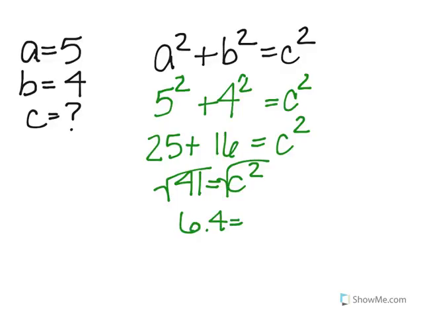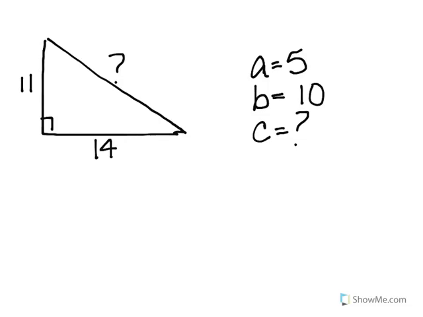and that's what C equals. Here are two problems that I'd like you to do tonight and write on a separate sheet of paper and bring to class tomorrow. The first one is a drawing where the legs are 11 and 14 and you have to find the hypotenuse. The second one, the legs are 5 and 10 and you have to find the hypotenuse. So do both of those problems and bring them to class tomorrow.